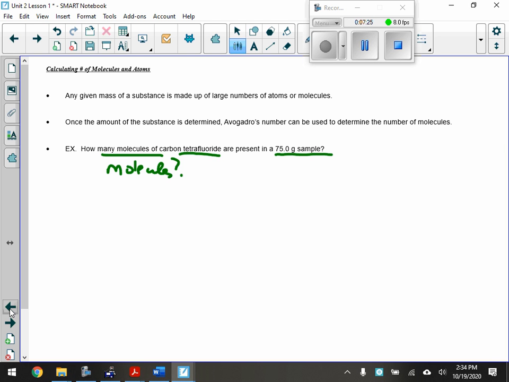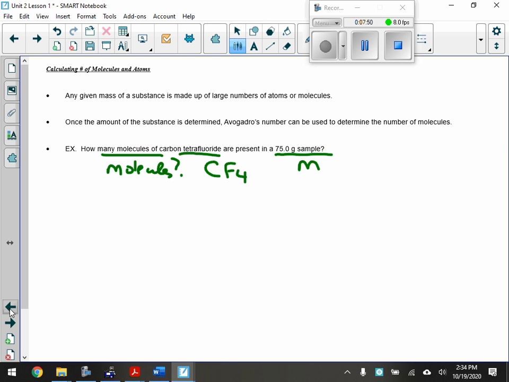What's a 75-gram sample? What does that tell you? What variable is that basically saying to you? When you see 75 grams, it's what? Somebody, anyone, come on. Yeah, mass, right? Little m. So there's my little m. Good enough. Okay? Carbon tetrafluoride. What do I know about carbon tetrafluoride? Can I find a formula for that? Yeah. Okay. It is CF4, isn't it?